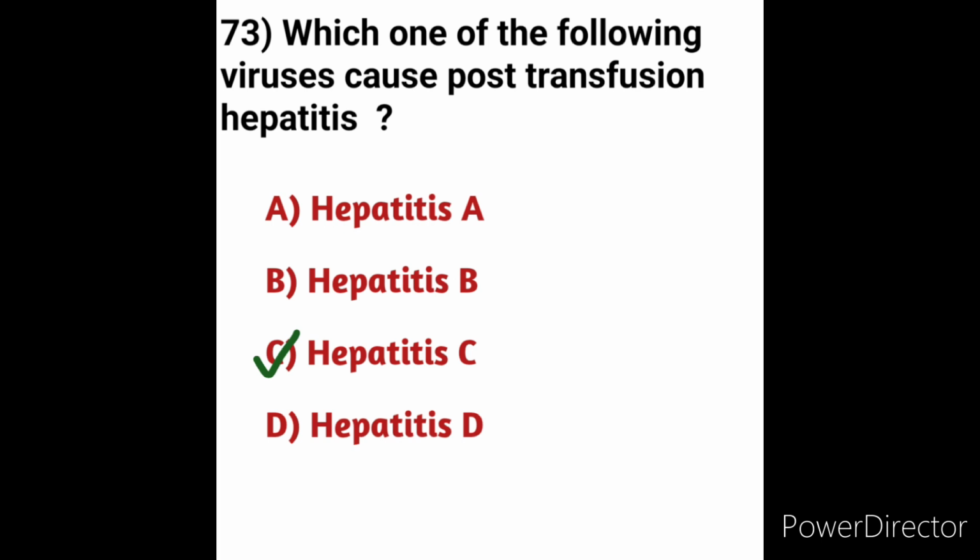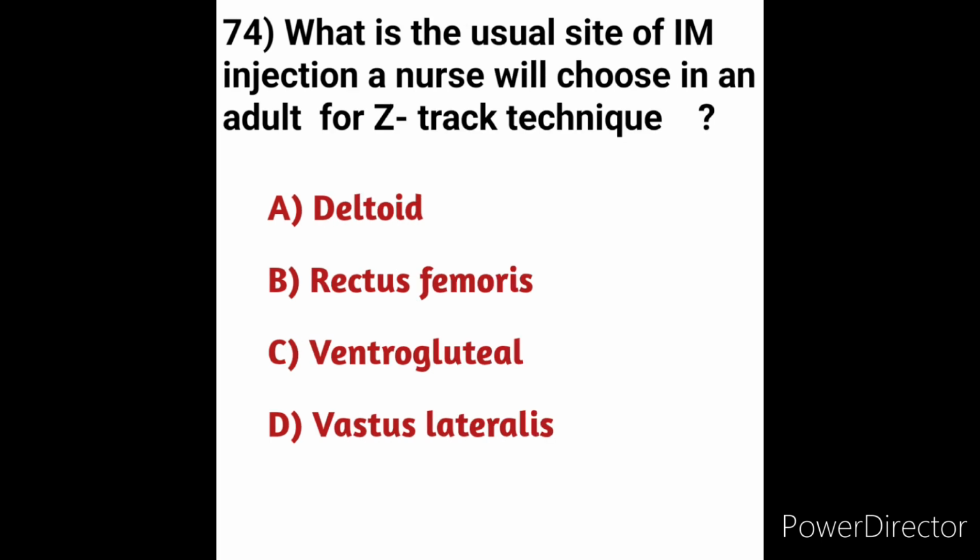Next we will move on to question number 74. What is the usual site of intramuscular injection a nurse will choose in an adult for Z-track technique? We will see the options. Option A deltoid, option B rectus femoris, option C ventrogluteal, option D vastus lateralis.